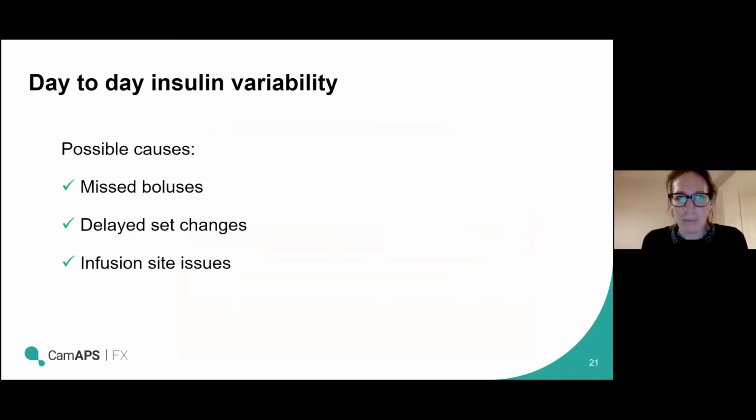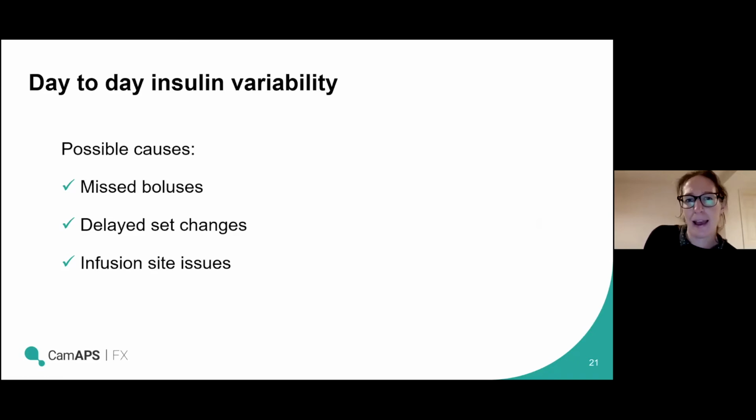Okay, and so just moving on slightly, we've talked a little bit about high glucose variability, and one of the things that we wanted to introduce tonight was the idea of insulin variability. So we know that day to day can be very different in terms of individuals' insulin variability, and there's lots of reasons that can contribute to that, and that's really one of the huge benefits of a closed loop system where it decides how much insulin to give based on real-time sensor glucose, not on what happened yesterday.